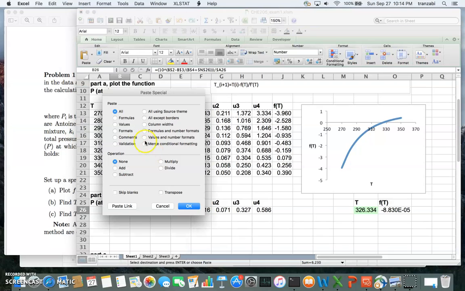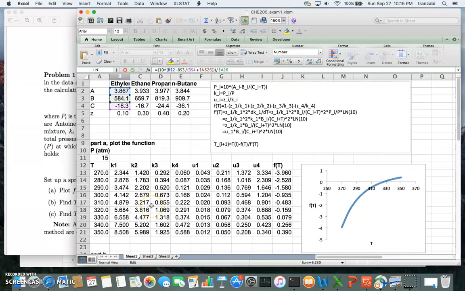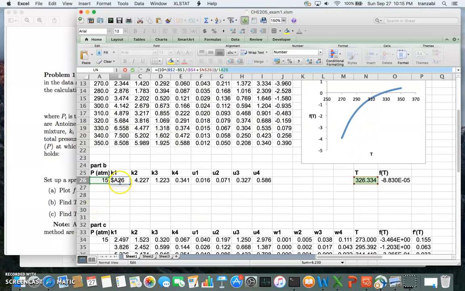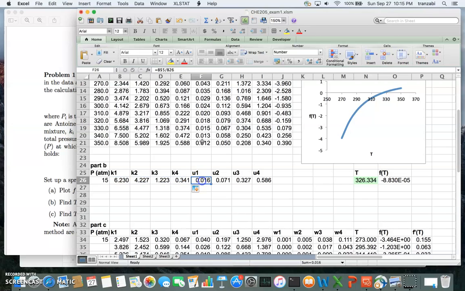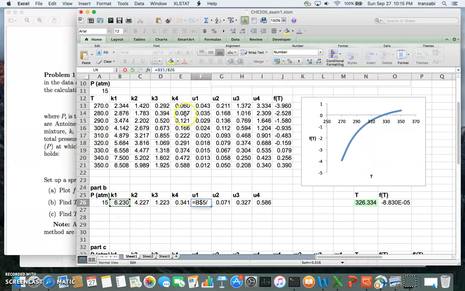So I do paste special, and then so let me cancel that. Let's look at K1. So K1 is exactly what we had before, is 10 raised to the A1 minus B1 over C1 plus T, and that's what I have here, divided by the pressure, which is now this cell. So you write the equation for K1, you drag it all the way to K4, and then U1 is nothing but Z1, which is this cell divided by K1, which is that cell.